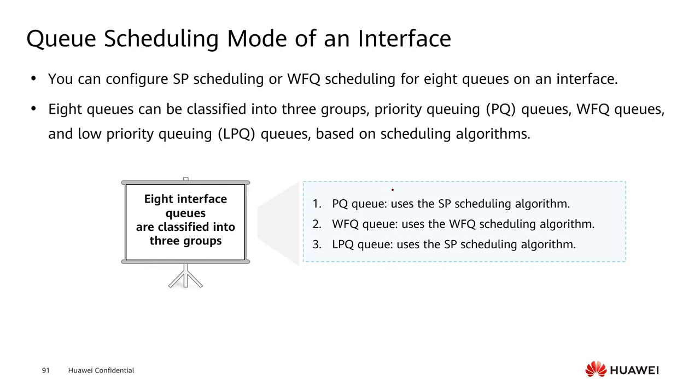So for the Huawei devices, we actually have three types of queue. They are using different algorithms. First, we call the PQ type. The PQ, this type of queue, uses the SP algorithm. The WFQ uses the WFQ algorithm. The LPQ queue, this type of queue, also uses the SP algorithm.